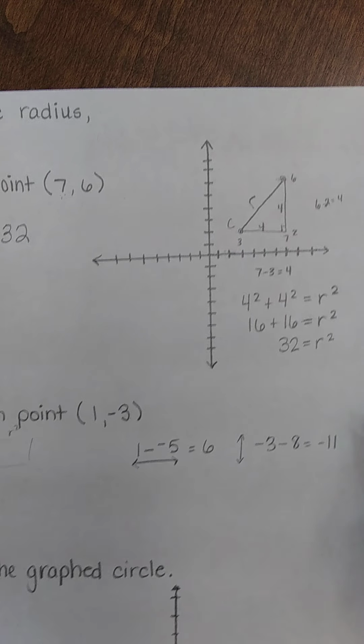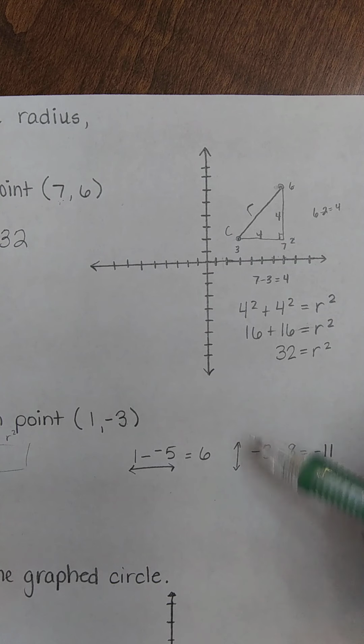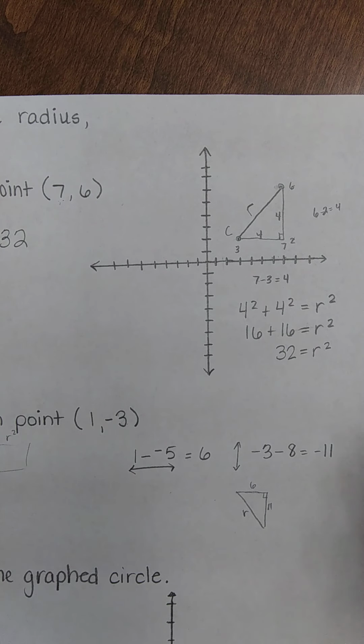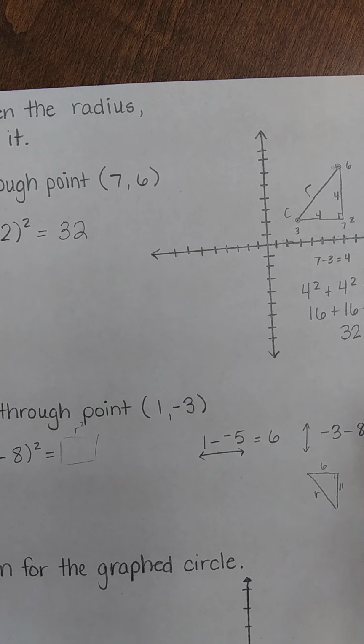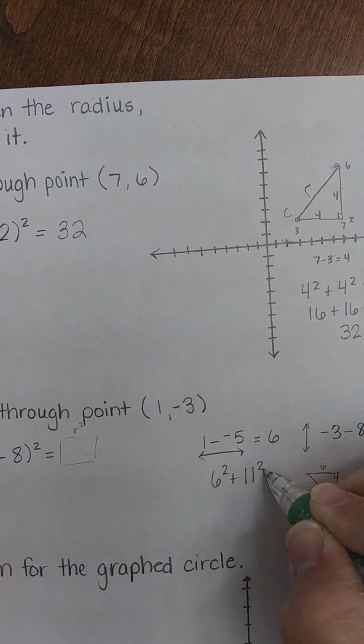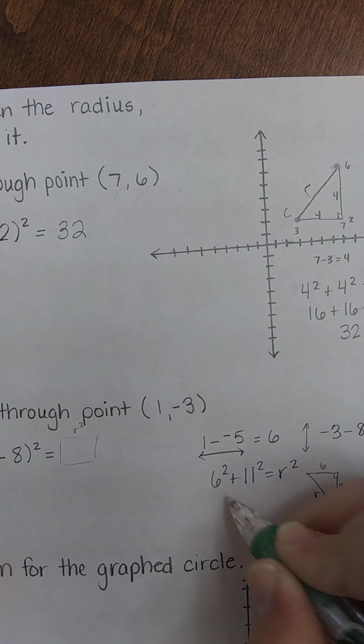So that tells me this graph went down 11. It doesn't really matter that it went down, because if I'm thinking about a right triangle, then I know this shifted right 6 and down 11. There's my right angle, and I want to find that radius. So we'll need to take these two values and square them. So 6 squared plus 11 squared will equal the radius squared.